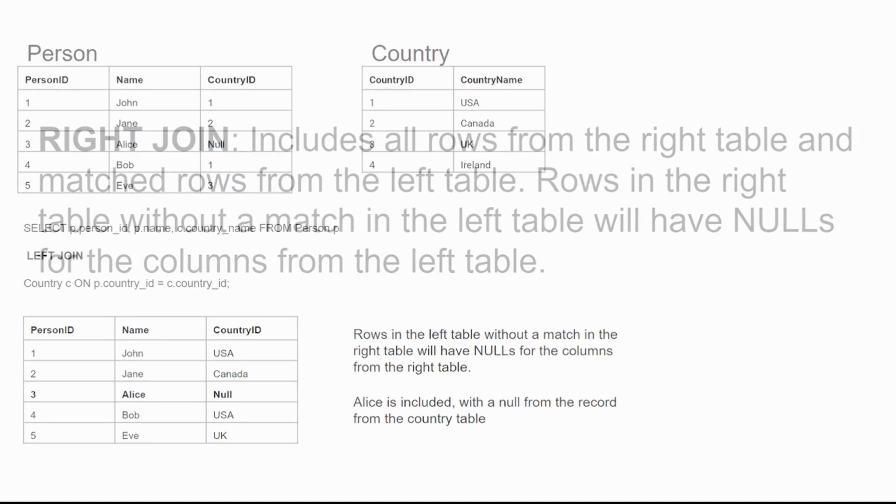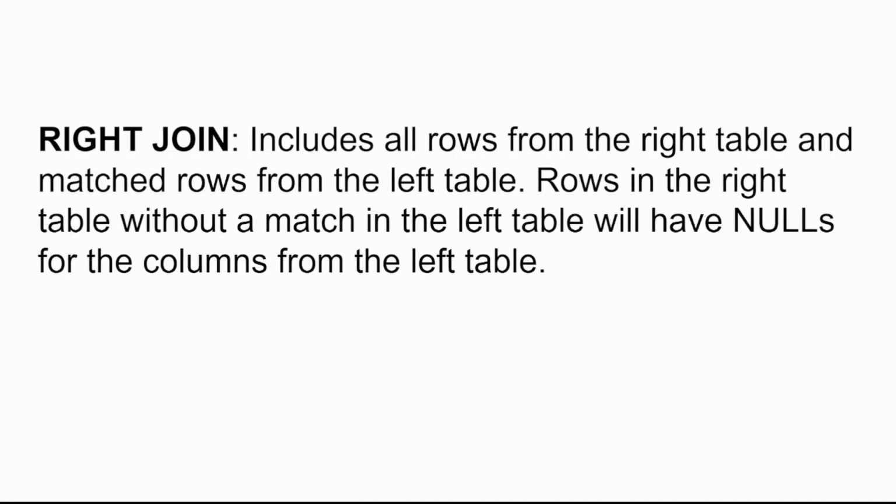Now a right join is the opposite of a left join, so it includes all rows from the right table and matched rows from the left table, but rows in the right table without a match in the left table will have nulls for the columns from the left table.